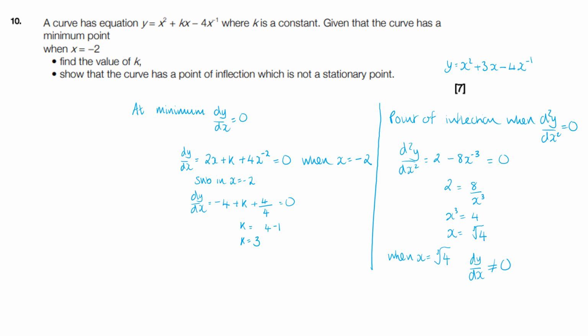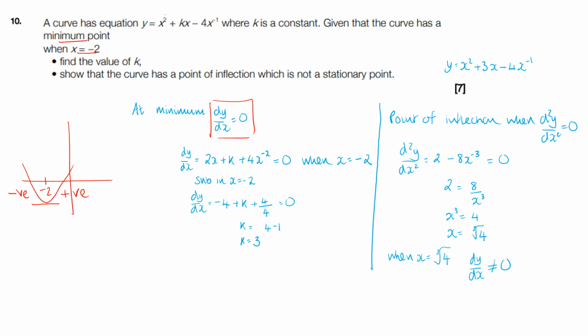So we're told that this curve has a minimum point when x is minus 2. So at a minimum point, the gradient function is 0. So this graph, if we drew it at x equals minus 2, there's going to be some sort of local minimum. So before that turning point, the gradient will be negative, then it will be 0, and then it will be positive. So what we need to do is differentiate.